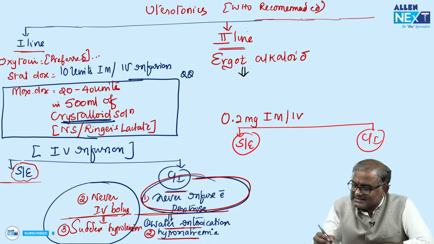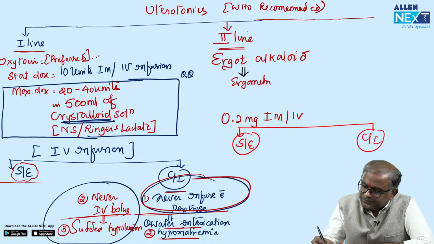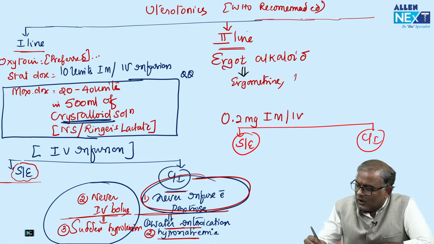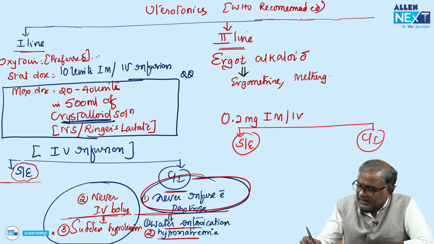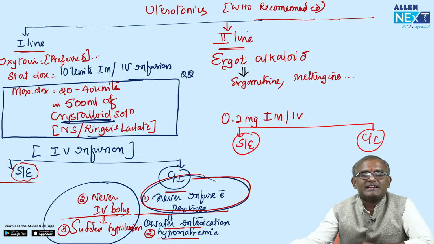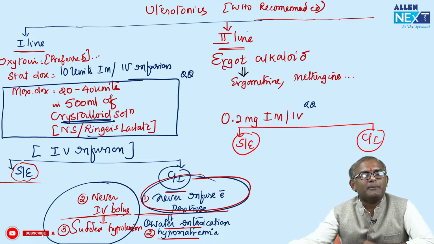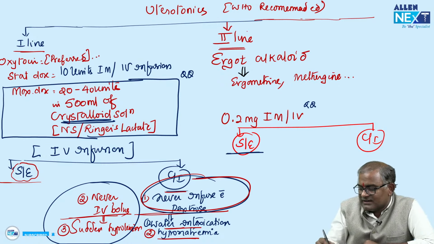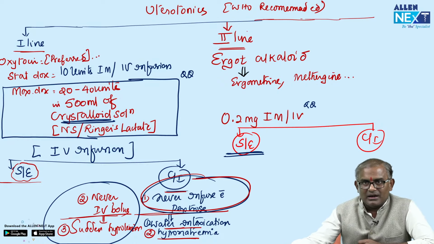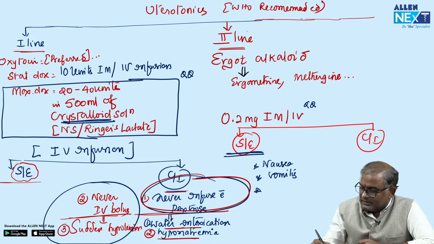Now the second line is ergot alkaloids. What are the ergot alkaloids? That is ergometrine or methergine. It can be given at a dose of 0.2 mg IM or IV. What is the side effect of this ergot alkaloid, doctor? It causes nausea, vomiting and hypertension.